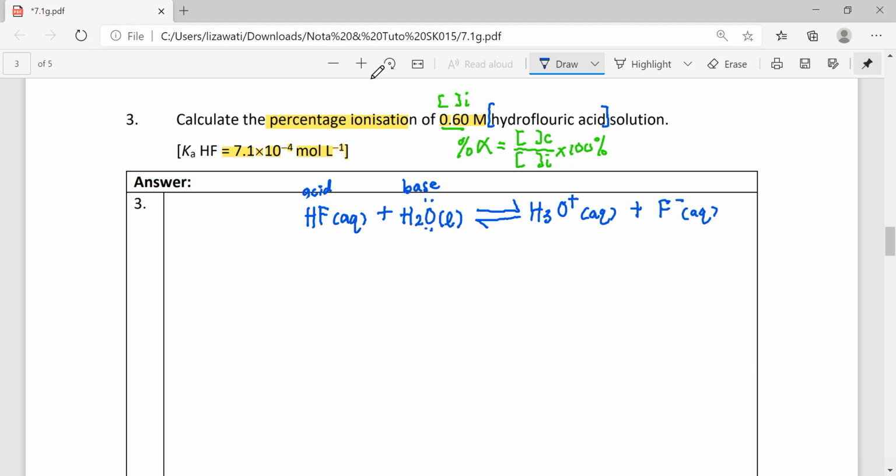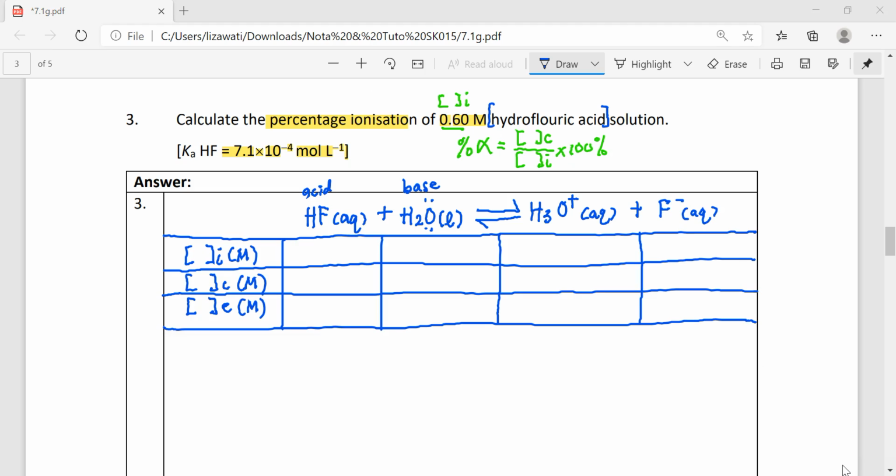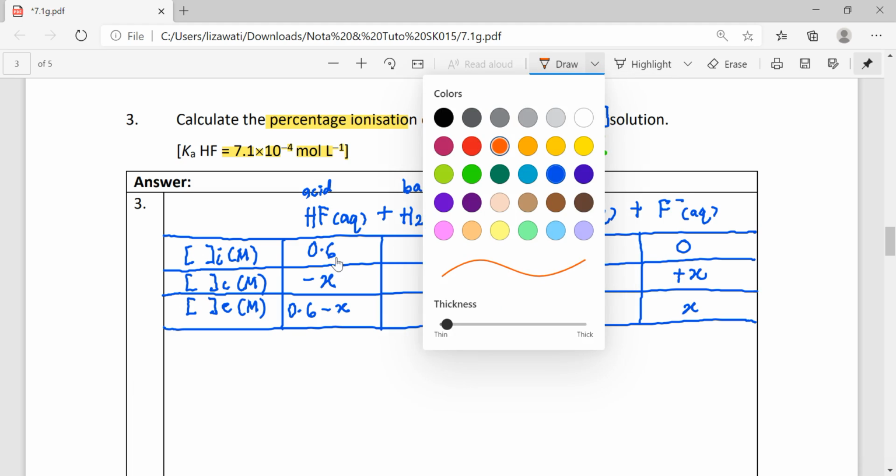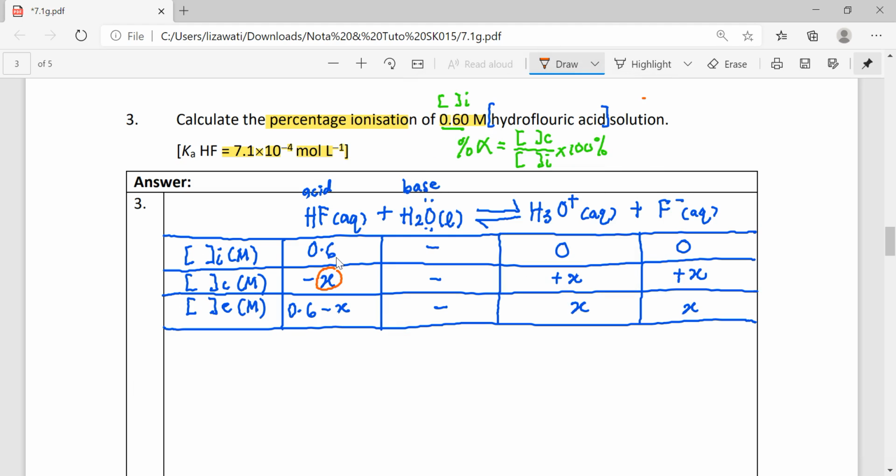Second step, you have to draw the ICE table. Now substitute the initial concentration, that is 0.6. Change. Because this is a weak acid, it will dissociate partially, so 0.6 minus x for the concentration at equilibrium, and x. Now we want to find our target here. Actually, we want to find the value of x, because we want to calculate the percentage of ionization.